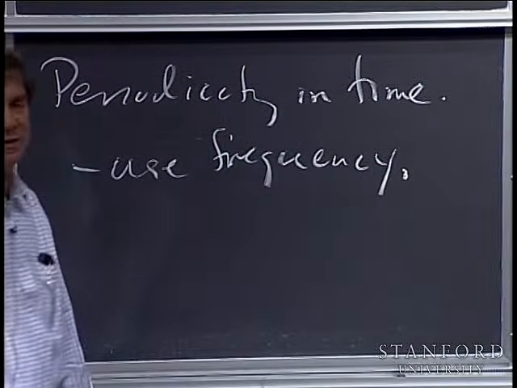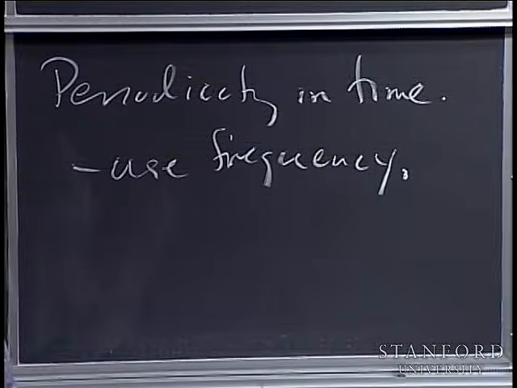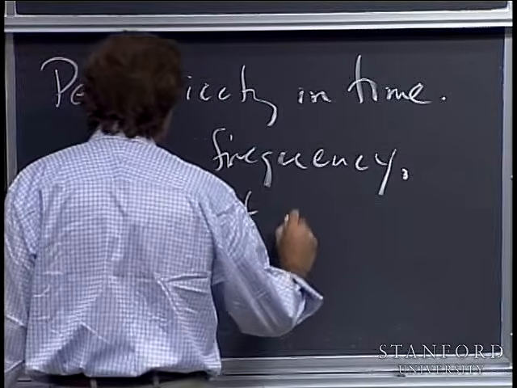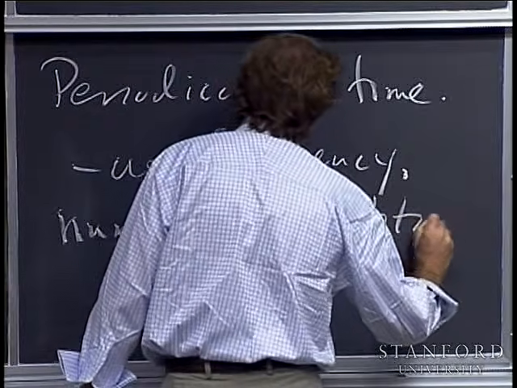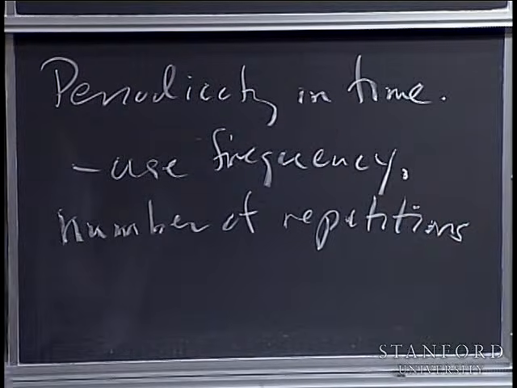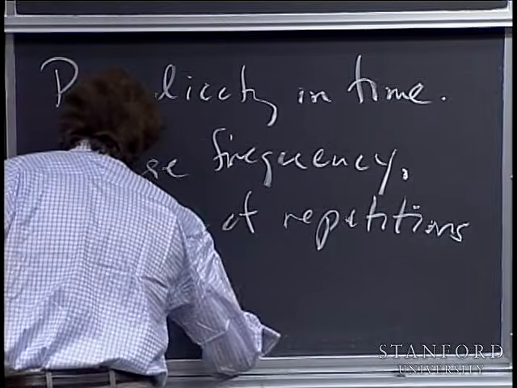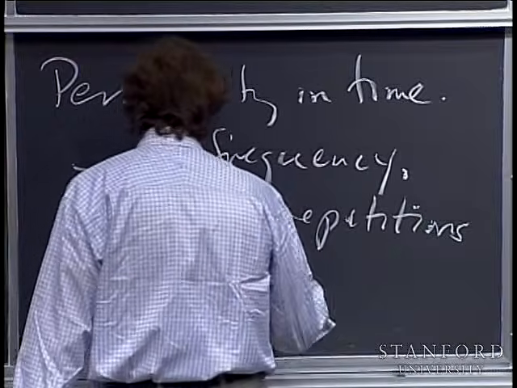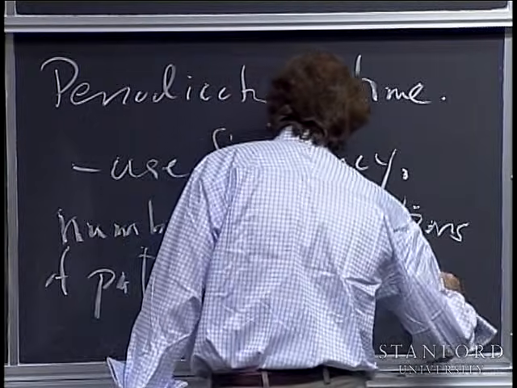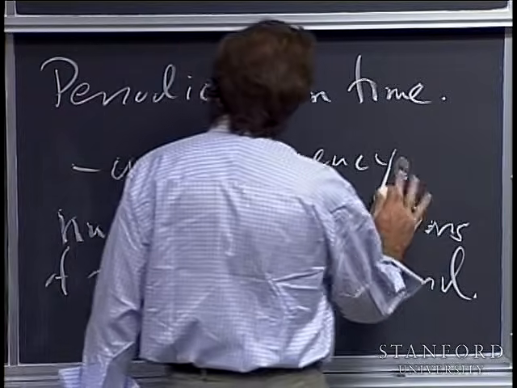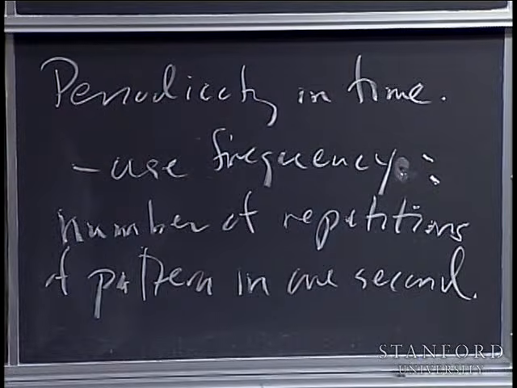The number of repetitions, the number of cycles in a second, say. If the pattern is repeating, whatever the pattern is, if I leave that term sort of undefined or vague, it's the number of repetitions of the pattern in 1 second or over time. All right? That's the most common mathematical descriptor of a phenomenon that's periodic in time.